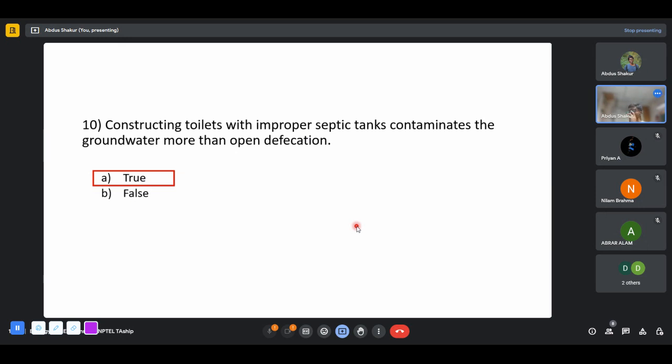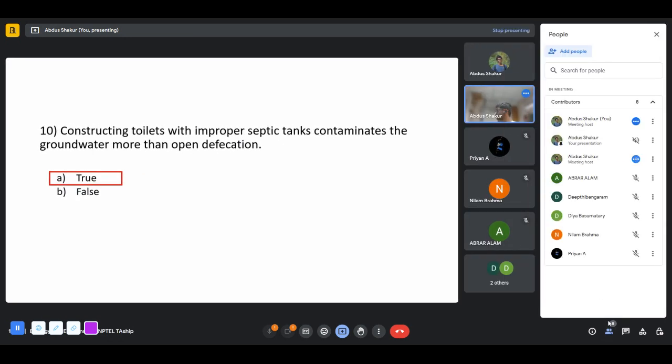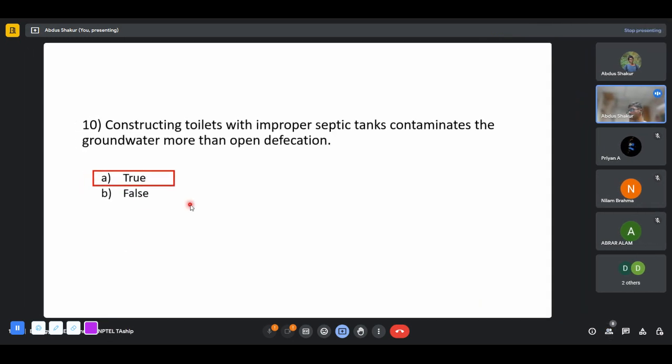So that's all for the previous week's assignment. If anybody has any doubts or clarification with this, please let me know, or else we'll move ahead and try to understand a little more about water pollution. Okay, then I will move ahead.